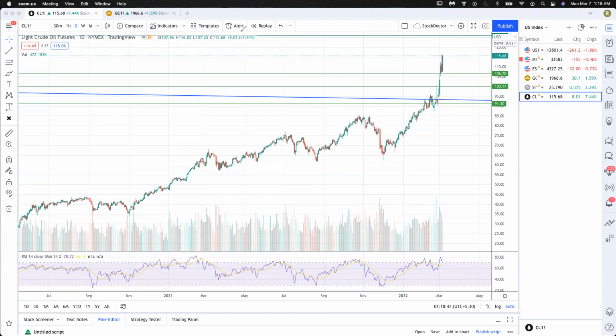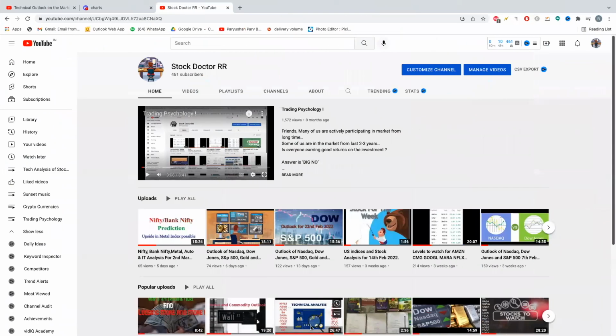So, friends, this was all about today's session, today's analysis. I hope you have got some good ideas about these levels, and if you follow these levels, then definitely it will help you.